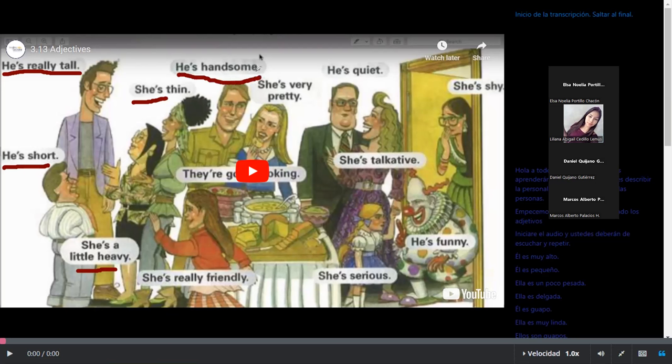He's handsome. Él es guapo. She's very pretty. Ella es bien bonita. They're good looking. Okay, so aquí, good looking es para ambos, mujer y hombre. Handsome es para hombre y pretty es para mujer. Good looking is for ambos, correct.